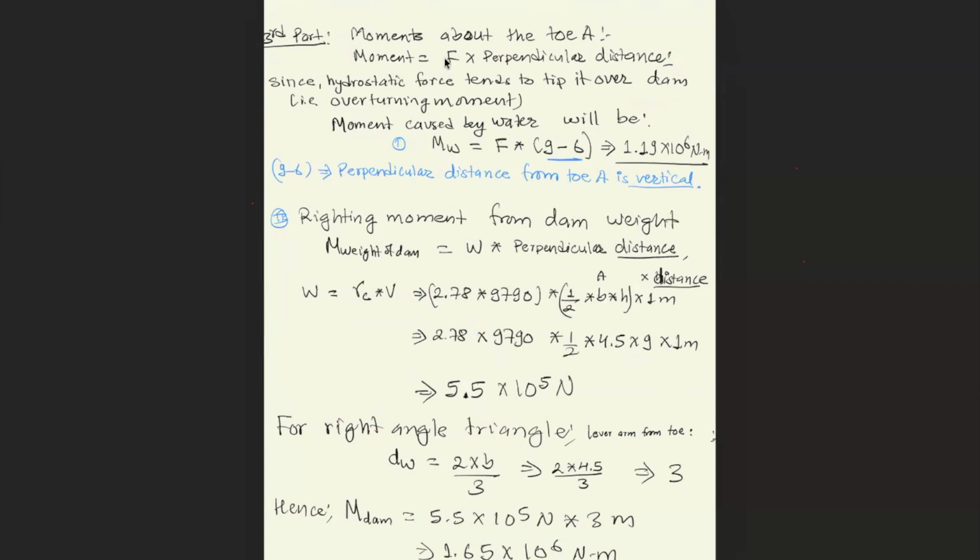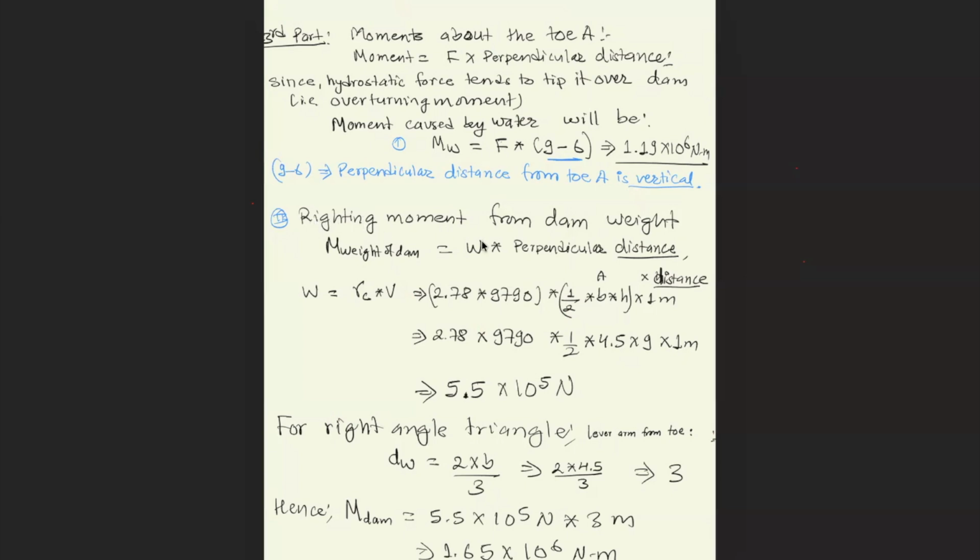We need to find the moment about toe A. Moment is equal to force times perpendicular distance. Since the force tends to tip the dam over, the moment caused by water will be force times perpendicular distance, that is 9 minus 6, because the perpendicular distance from A will be vertical, so it will be just 3 times the force that we already computed in the first part.